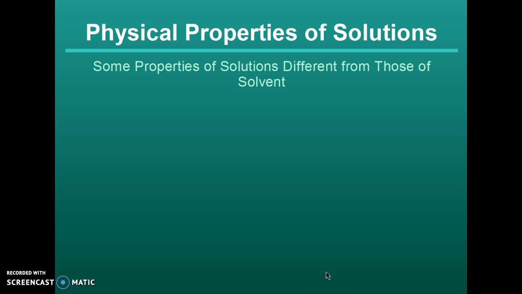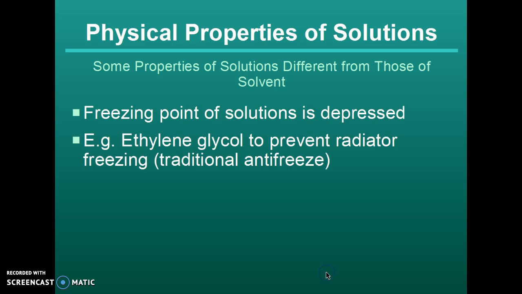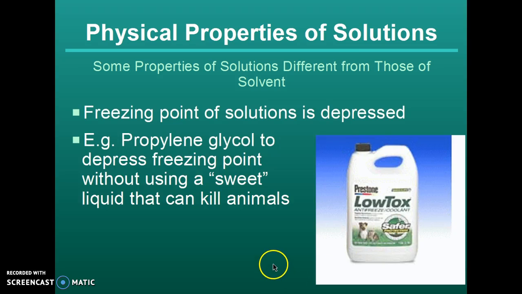There are some properties of solutions that are different from those of the solvent. First of all, the freezing point of solutions is lower than that of the solvent. For instance, ethylene glycol is used to prevent radiator freezing. That's traditional antifreeze. They now use propylene glycol more frequently. Propylene glycol depresses the freezing point of the water in your radiator without using a sweet liquid like ethylene glycol that animals would lap up and die from.